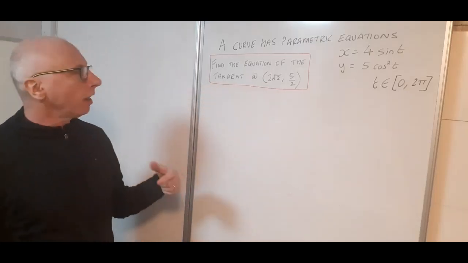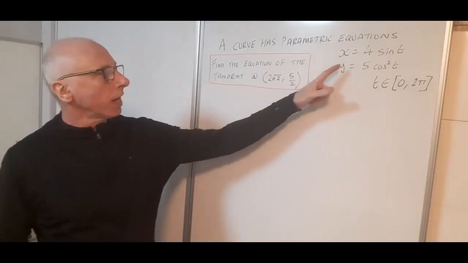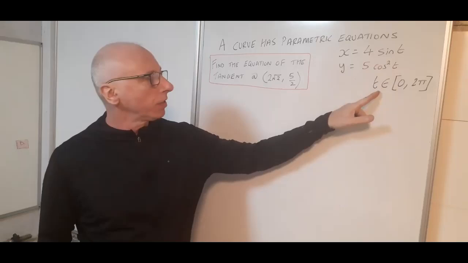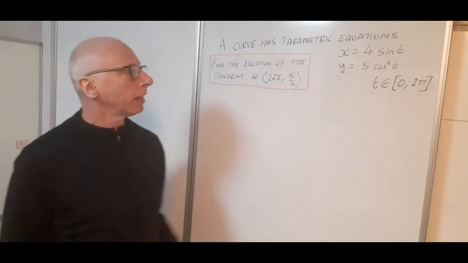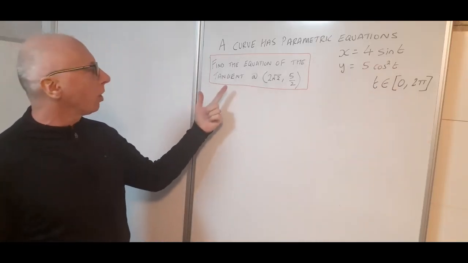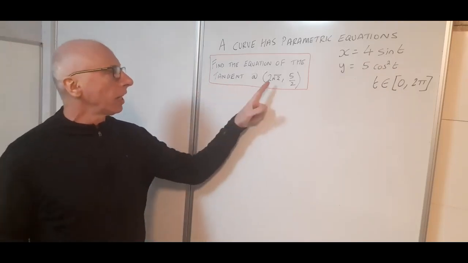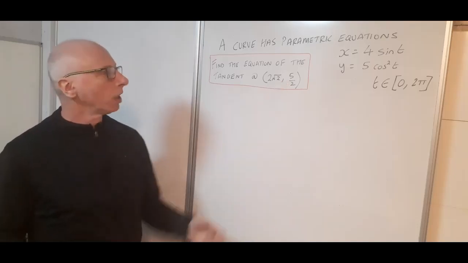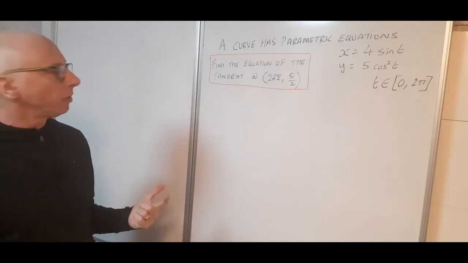So in this question here, I've got a curve with parametric equations, x equals 4 sine t, y equals 5 cosine squared t, with t from 0 to 2 pi. Now what I want to do is find the equation of the tangent at this point here, 2 root 2 and 5 over 2. So where do I start?